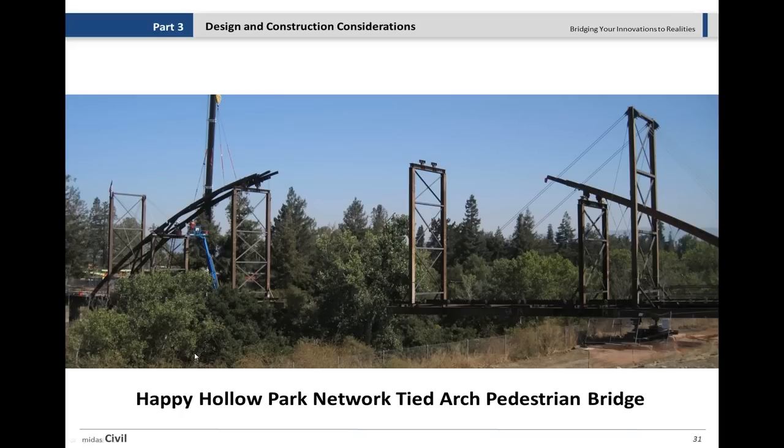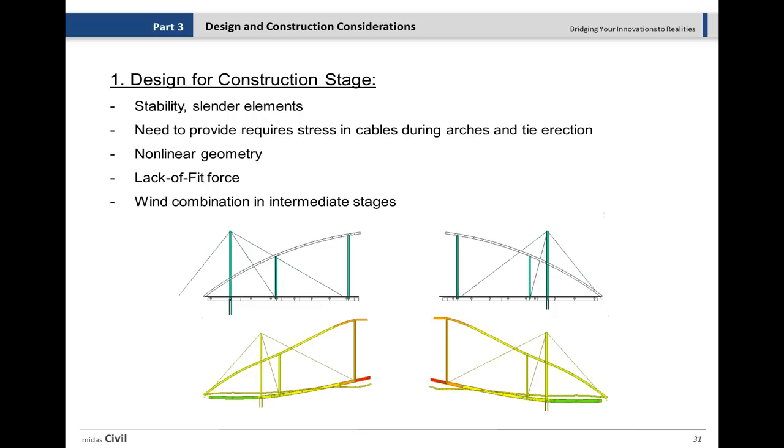But this is what happens in the Happy Hollow Park network tied arch. Because the city of San Jose didn't let them use false works in this area, they had to use this temporary tower here, and then use the cables to hold the entire structure. As they go further constructing, erecting the different parts of the arch and also the tie, they are using these frames which are held by this main frame here, and they are placing the arches on top of each other, and when it's constructed, they can simply remove these and then install those hangers, and then remove all these. So you saw the construction stage in the video that I shared with you.